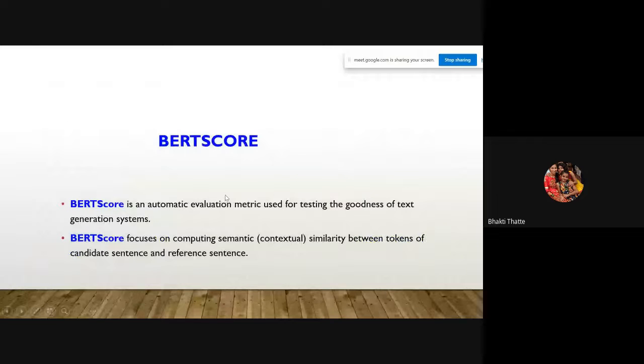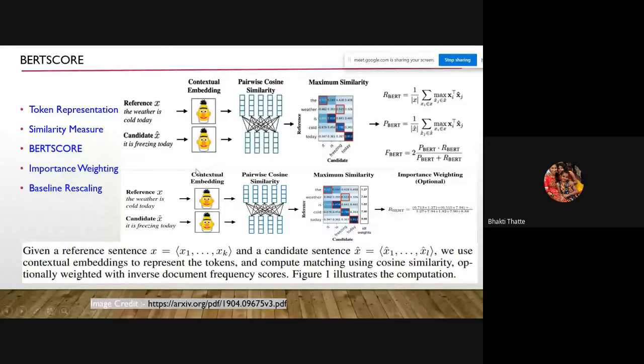matches. So coming to the BERTScore, BERTScore is an automatic evaluation metric used for testing the goodness of a text generation system. And BERTScore focuses on computing semantic, that is contextual, similarity between tokens of the candidate sentence and the reference sentence. So this is the BERTScore.